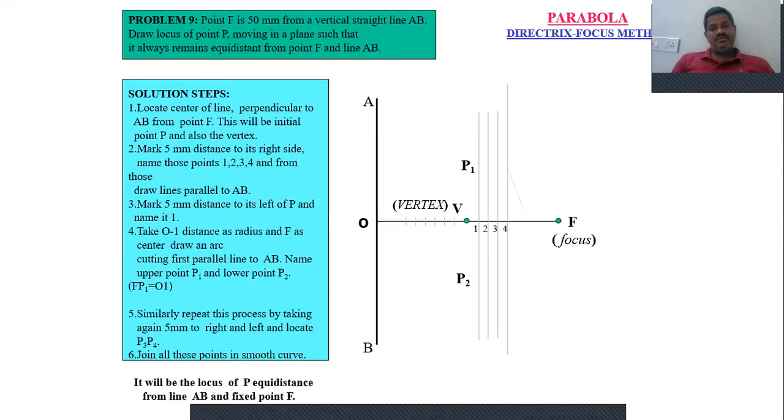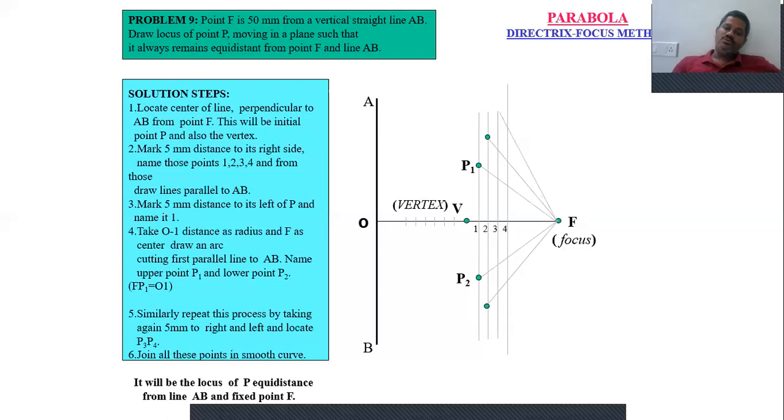Then take O1 as radius, with F as center, and get 2 points intersecting the first vertical line. That means O1 with F as center intersects the first line at P1 and P2. Then take O2 as radius with F as center and get the remaining 2 points on the second line. So O2 as radius with F as center intersects this line at P3 and P4 like this.